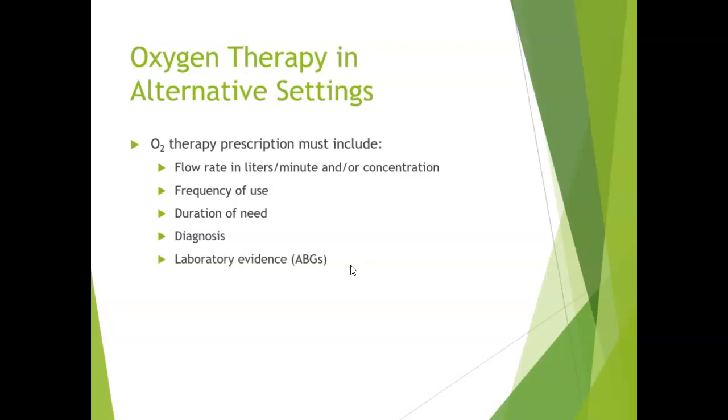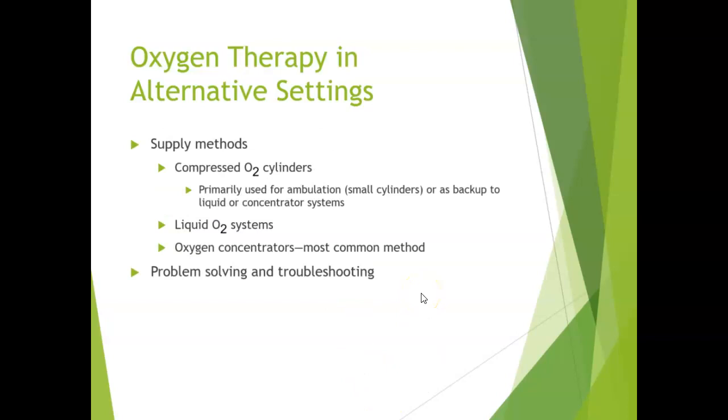Laboratory evidence, so this includes blood gases or oximetry. So your home O2 eval is going to get attached to that order to demonstrate that medical necessity. The physician usually authorizes that oxygen with a CMS certification of medical necessity form for O2. And they have to follow up with their physicians once a year to demonstrate that they still maintain that need.